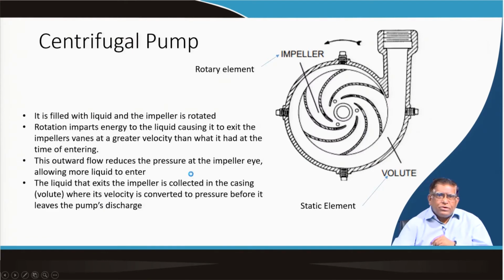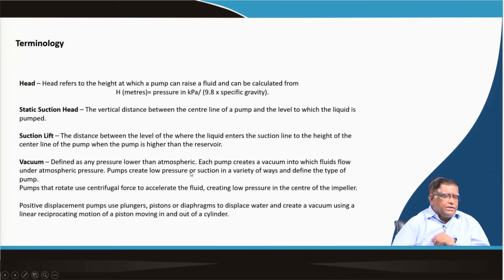What we get over here is your suction lift, that is the distance between the level where the liquid enters the suction line and the height of the center line of the pump, when the pump is higher than the reservoir. So, that is how much exactly you are lifting. Then the vacuum is defined as any pressure lower than atmospheric. Each pump creates a vacuum into which the fluids flow under atmospheric pressure.